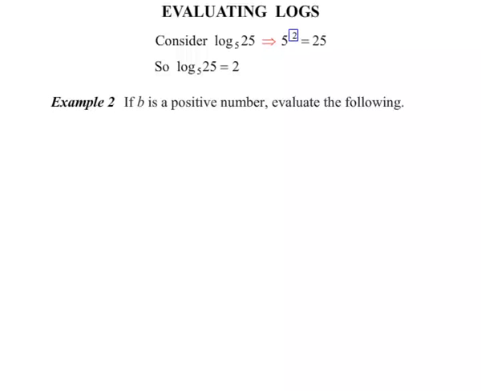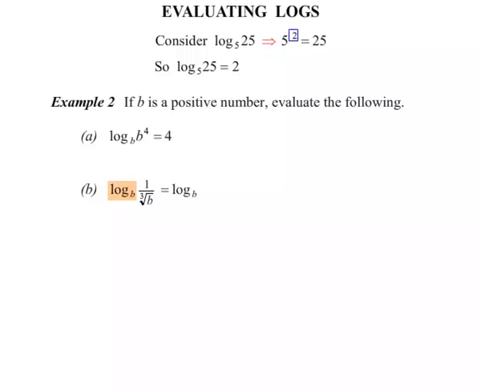Example 2. If b is a positive number, evaluate the following. Now the first one we've got log to the base b of b to the power of 4. Looks a bit tricky, but in fact quite easy. Log to the base b and that b actually cancel each other out. Simply the answer equals 4. Okay, simple one there.